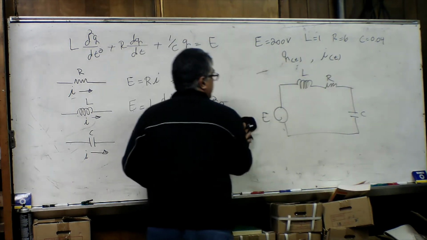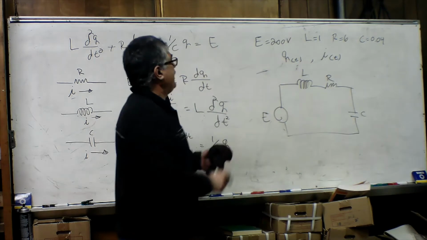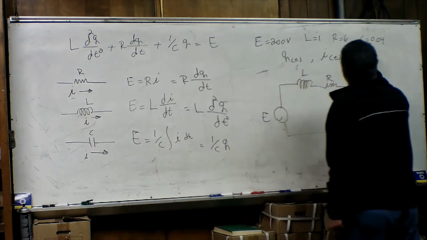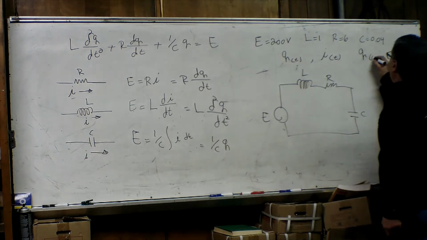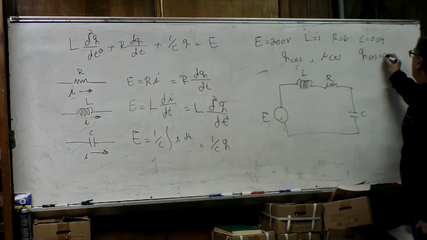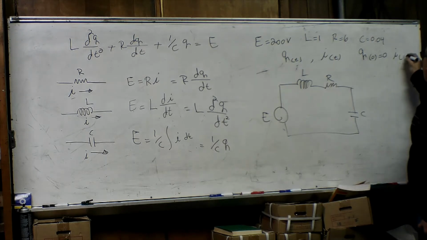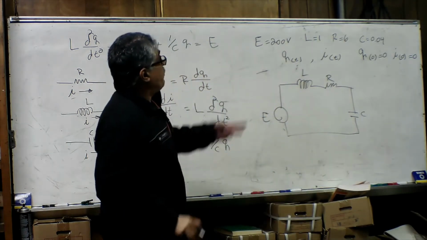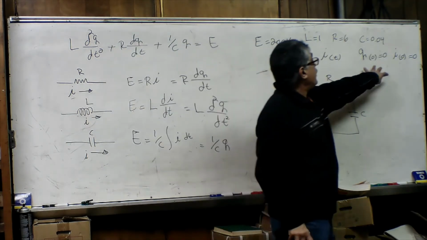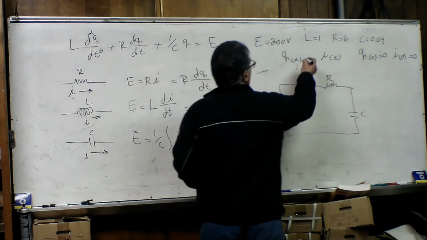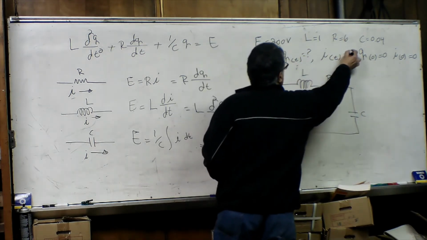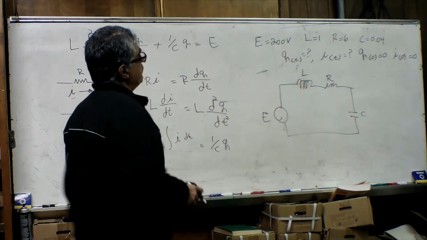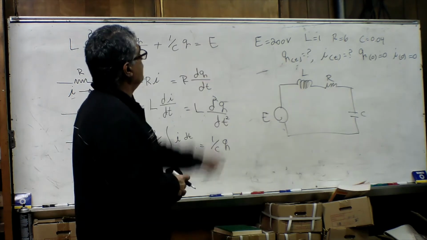and the conditions that we are going to have is our Q, our charge, when our time is 0 is equal to 0, and our current at time 0 is equal to 0. So based on these two initial conditions, we want to find our charge and our current. So let's solve this problem.